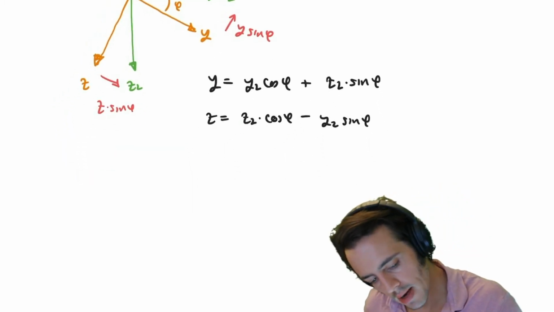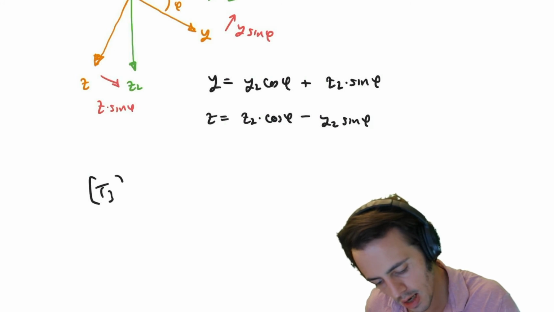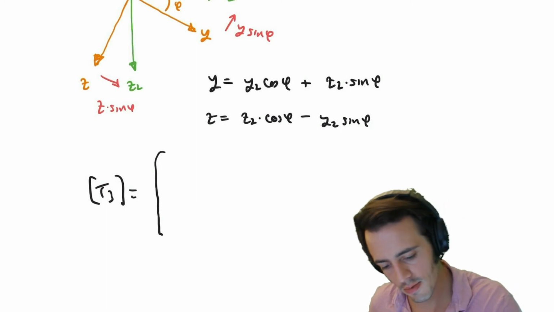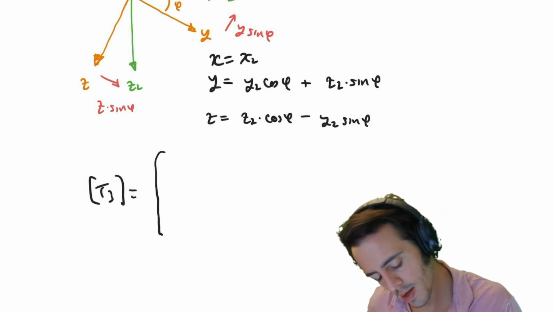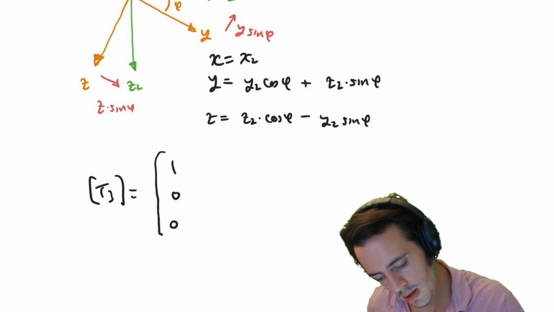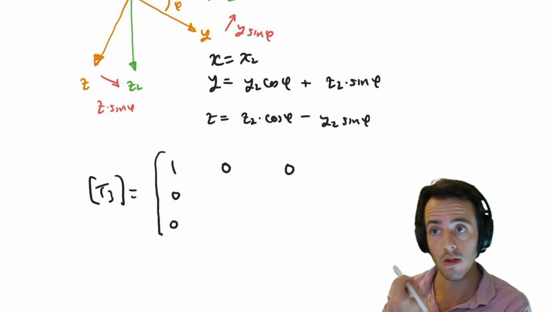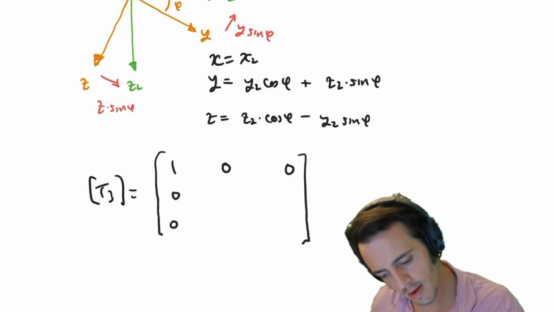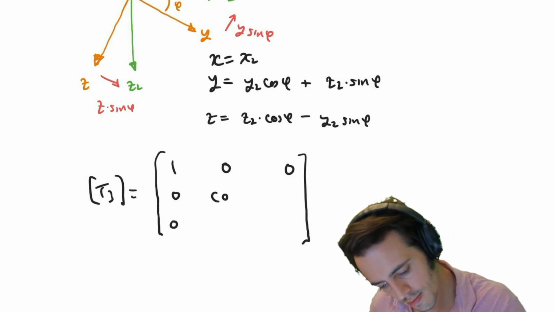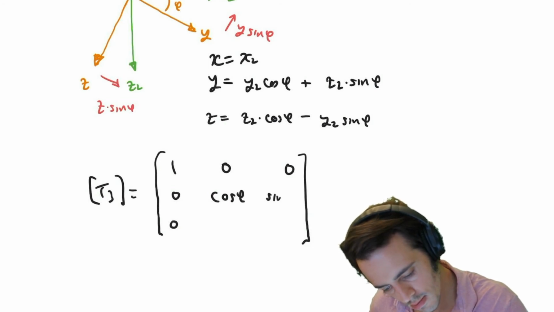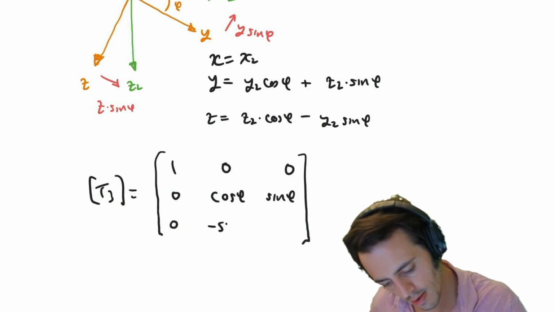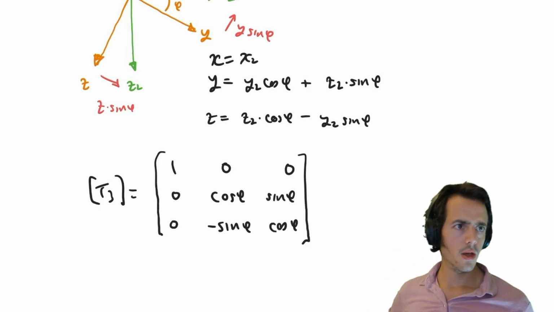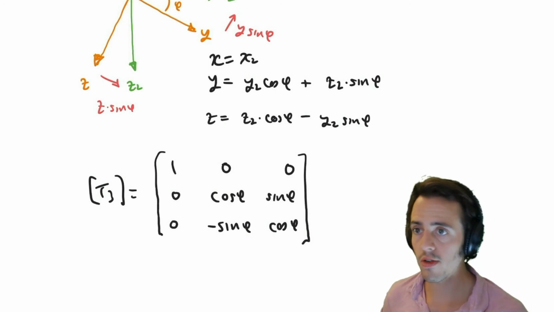Okay, so our transformation matrix is going to be T3 is equal to, well, x is the constant term in here because x is simply equal to x2. It's going to be 1. And then the terms we've just produced are going to go into the lower right hand side of this matrix. So y is cosine sine. And then it's minus sine here. Okay, so that's all of our transformation matrices produced.